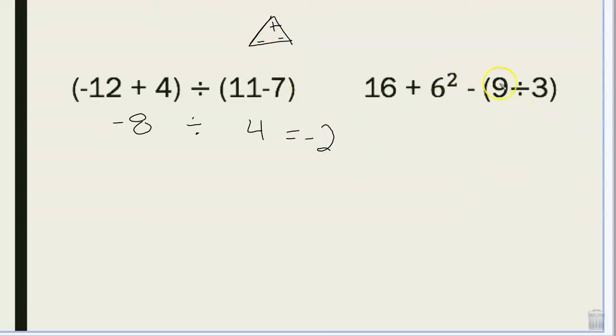And then over here I have parentheses and exponents. So I'm going to take care of my parentheses first. And I know 6 times 6 is 36. So I have 16 plus 36 minus 3. And since addition and subtraction are equal, it doesn't matter what I do first. I'm going to go left to right. So I'm going to do 16 plus 36, which is 52, and 52 minus 3 equals 49.